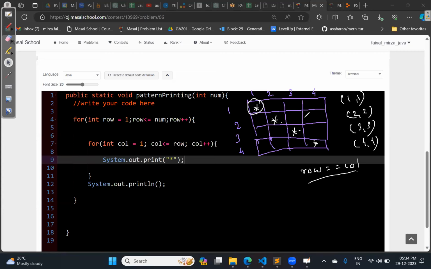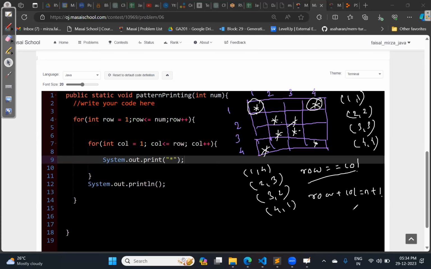Similarly, if you see this one, this is one diagonal. Again, this diagonal is also possible, right? This one, this one. So what is the value of this cell? 1, 4. This one, then 2, 3, then 3, 2, and 4, 1. So we can say that row plus column equals n plus 1.